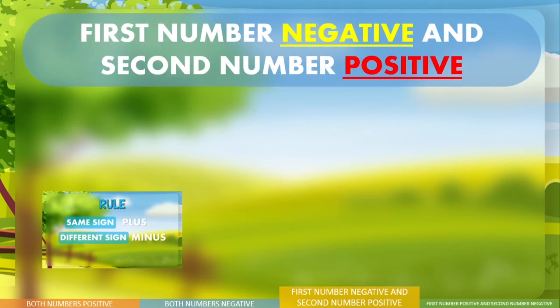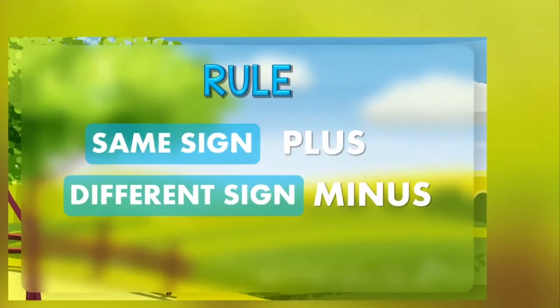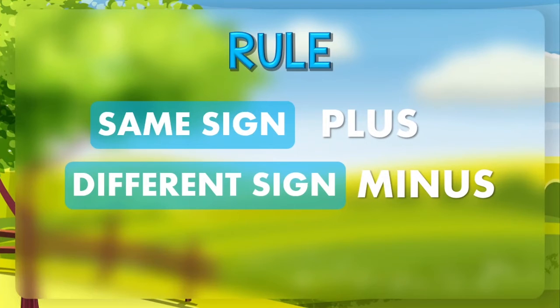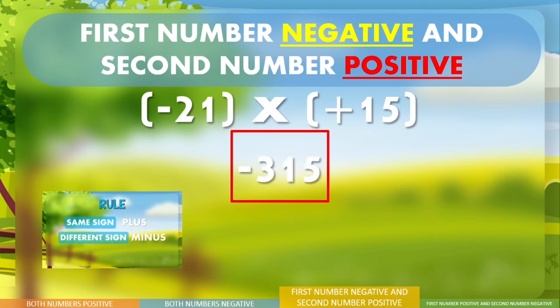If the first number is negative and the second number is positive, how do we multiply? Here's an example, -21 into 15. Now we have different signs, and our rule says if we have different signs, we put a minus sign. When we multiply 21 and 15, we'll get 315, and we have to put a minus sign in front of it. So we'll get -315.